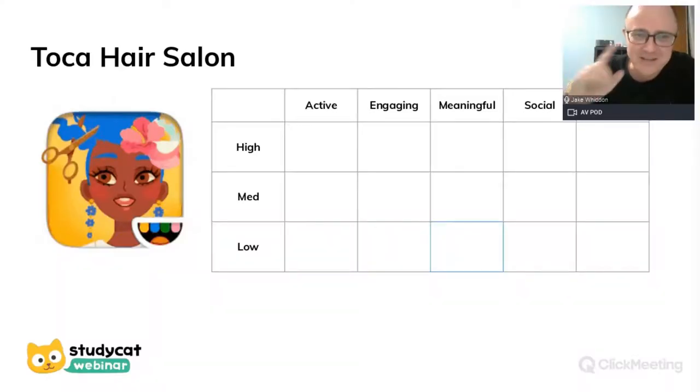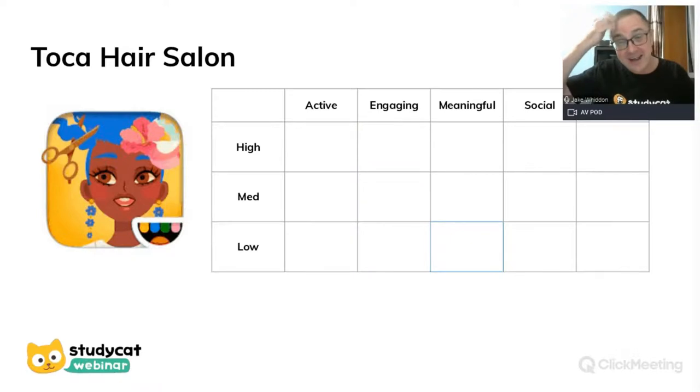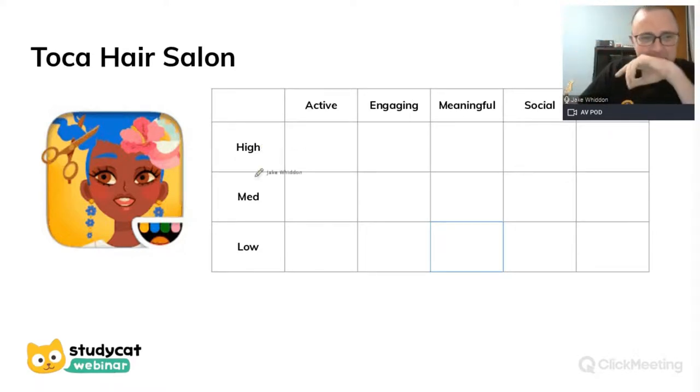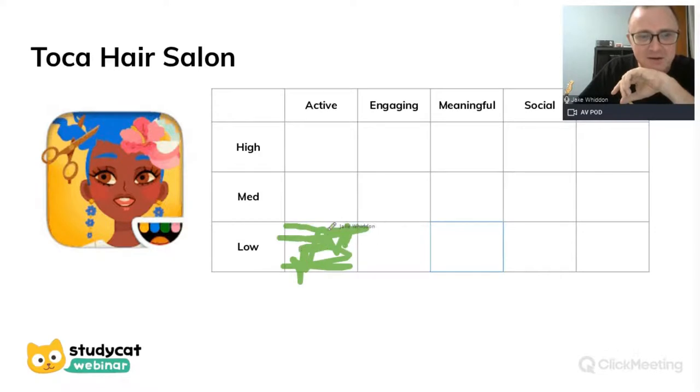Now, let's have a look at it from the point of view of educational value. I want you to tell me how much active learning was happening there. Let's say low, medium, or high. They had to do something. I had to think about it a little bit. Okay, you guys are saying low? So I'm going to put low, and I'll color in this square.